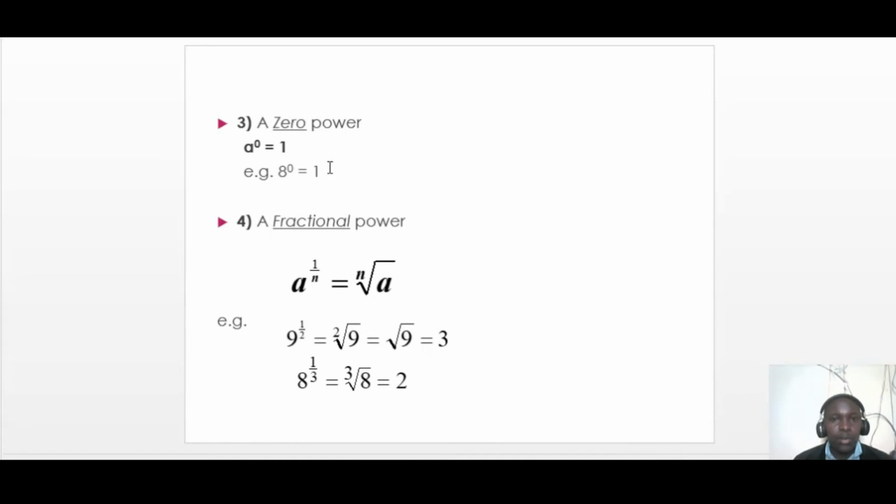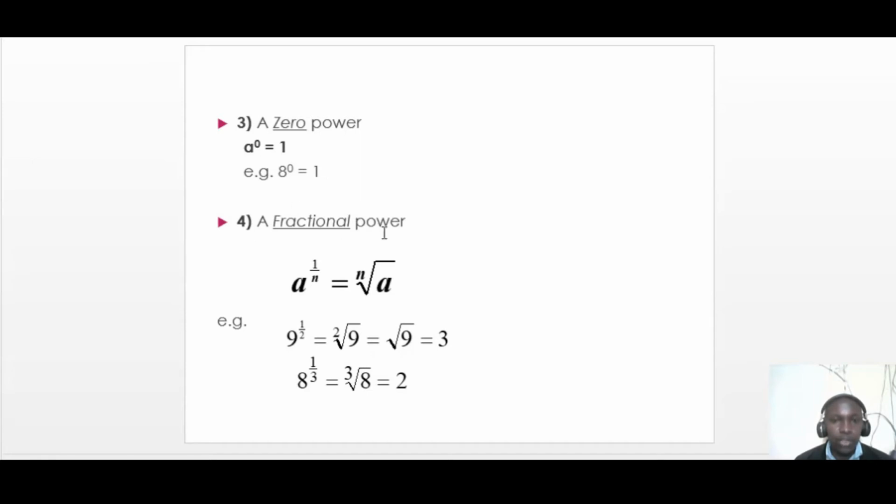Now what about a zero power? Any number or any letter raised to power 0 is equal to 1. You can have a as any number, any letter, raised to power 0 is equal to 1. For example, 8 raised to power 0 is equal to 1.